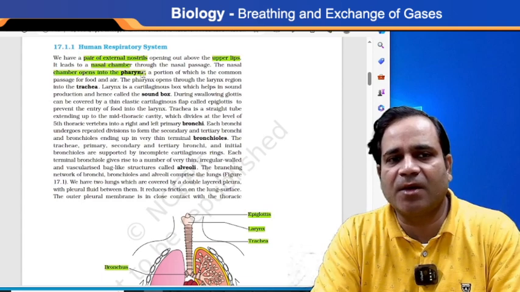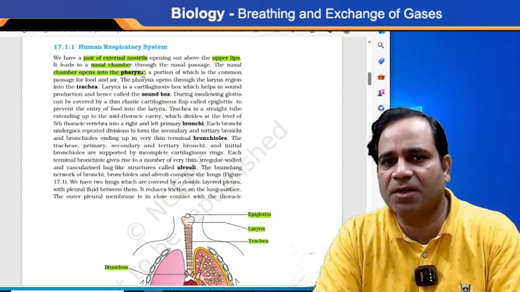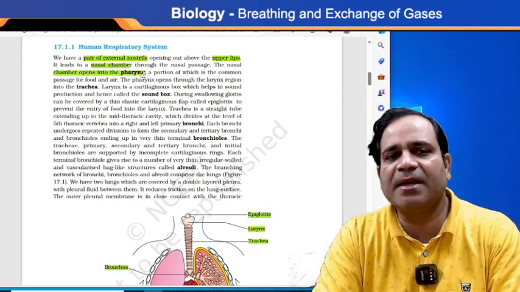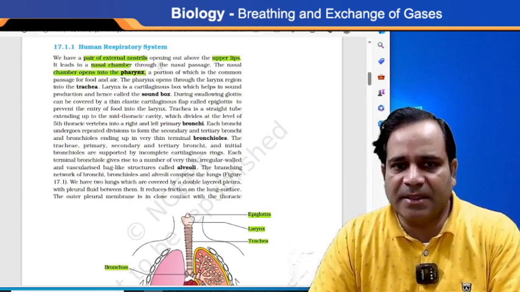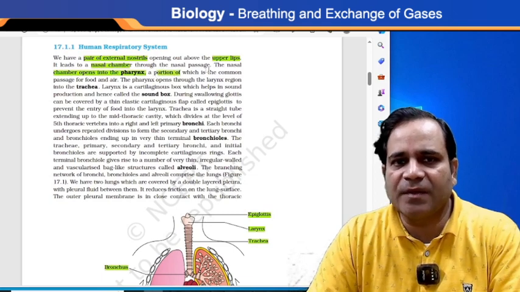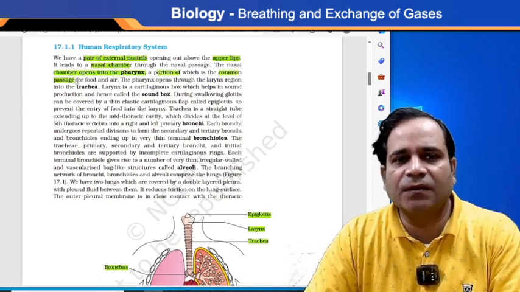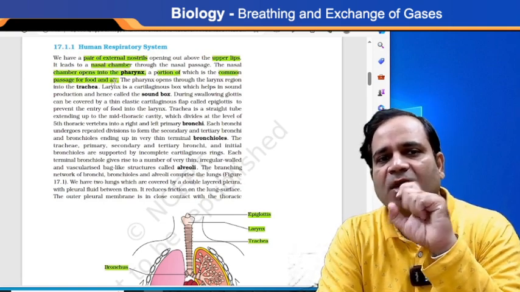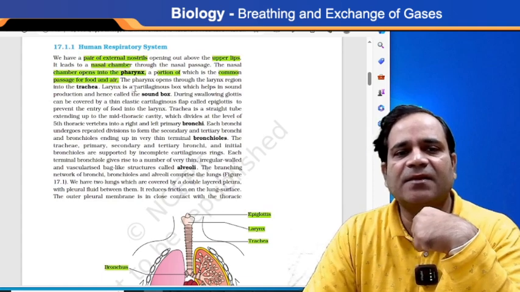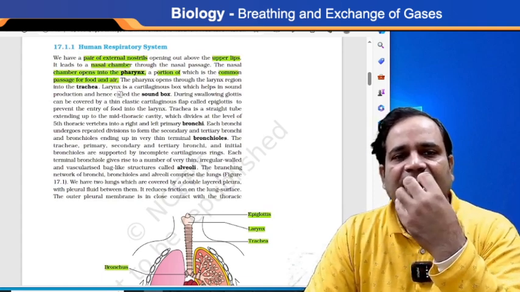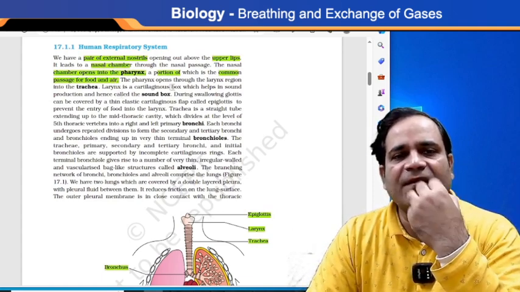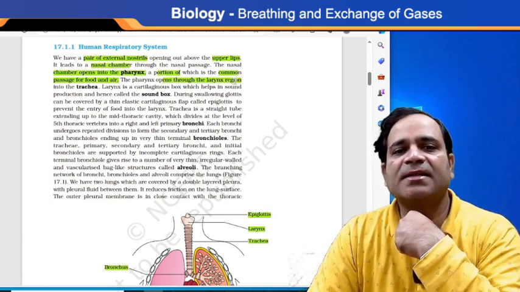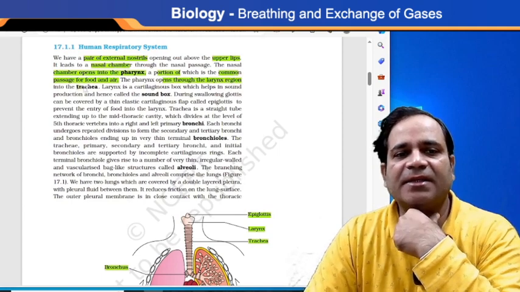Again, one very important thing: first, a pair of external nostrils; then a chamber which opens into the pharynx. That is the second. The pharynx is the portion which is the common passage for food as well as air, and it opens through the larynx region, the voice box, into the trachea.